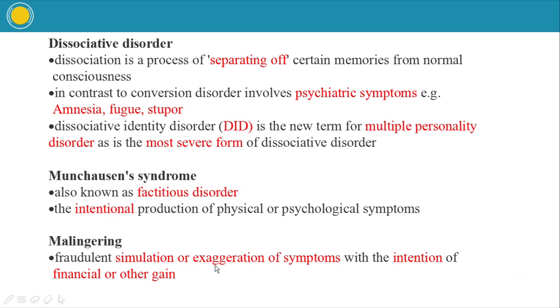Dissemination or exaggeration of symptoms. And patients with malingering are seeking financial or other gain, seeking material gain, right? We have to know the difference. They're seeking material gain for patients with malingering. But for Munchausen syndrome, simply the patient is having intentional production of physical or psychological symptoms.